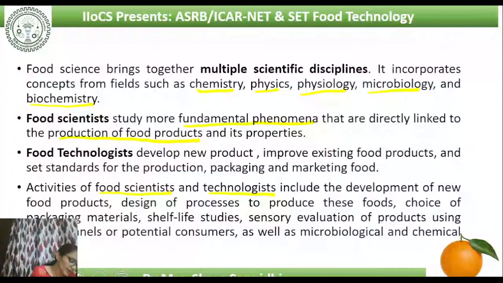After that, microbiological and chemical testing. As I told you before, the microbiological load of a particular sample after a particular storage time is tested.